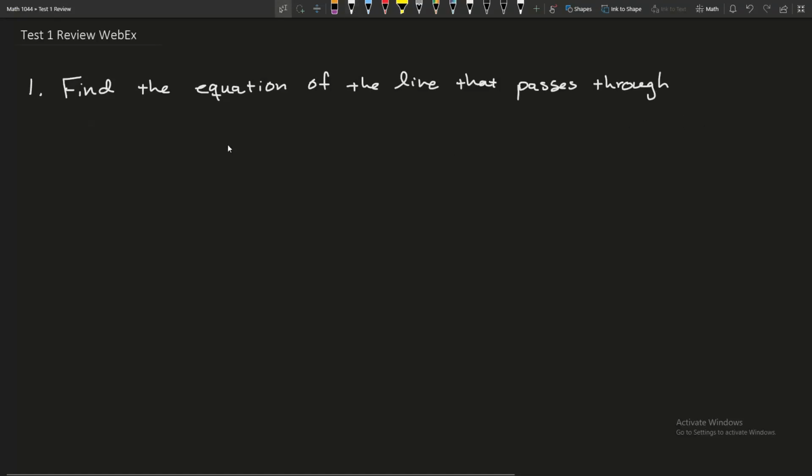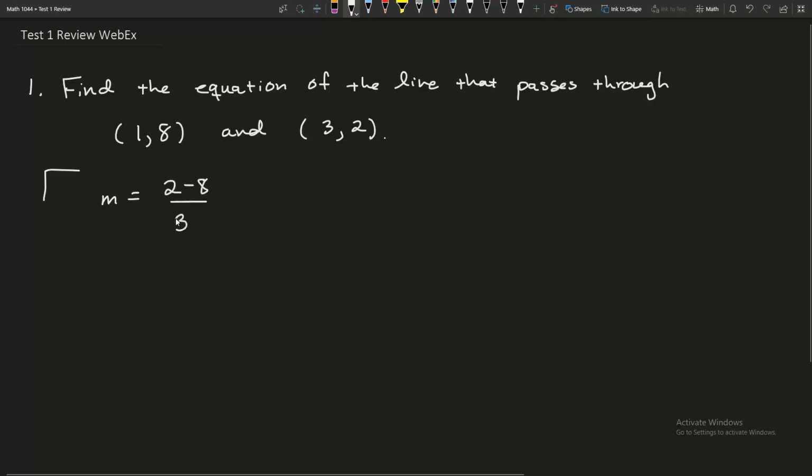Passes through, let's pick 2 points, I don't know, say 1, 8, and 3, 2. So the first thing you want to do here is find the slope. So you start by doing change in y over change in x. So I'm going to do 2 minus 8 divided by 3 minus 1. So I get negative 6 over 2, which comes out to negative 3.